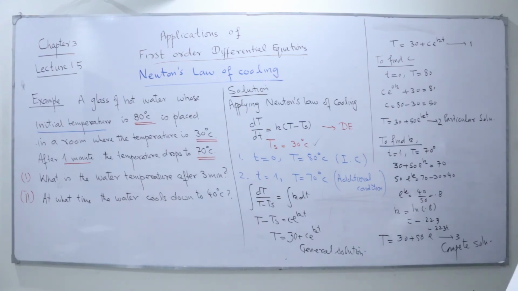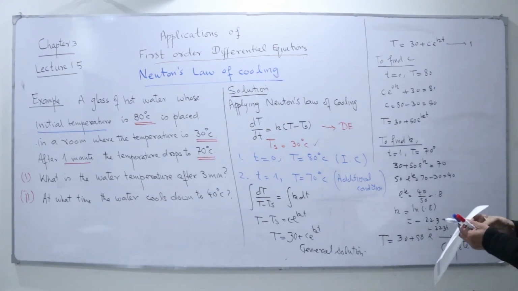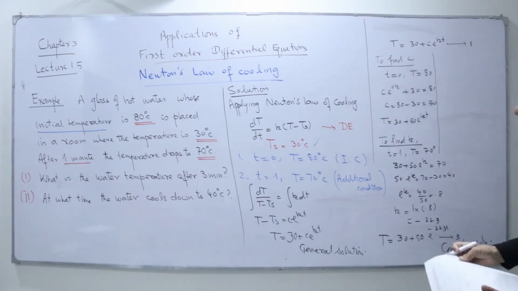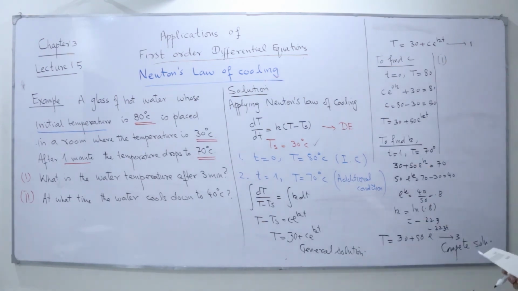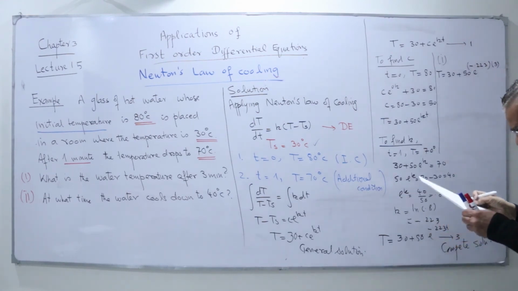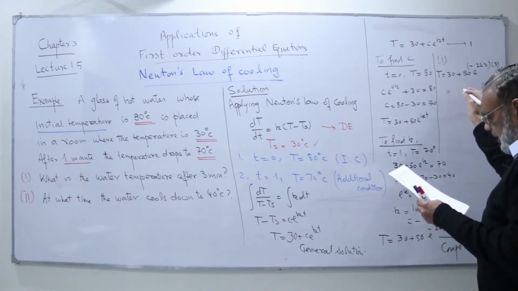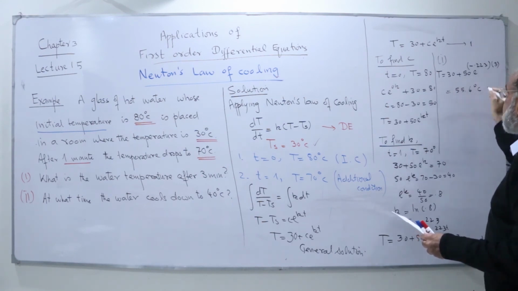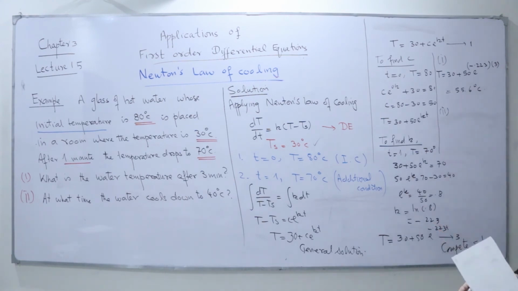Now with this, I just want to apply it and find number 1 and number 2. Solution for number 1: what is the temperature after 3 minutes? If I'm given t, I can give you the temperature. You give me the temperature, I give you the time. I want to calculate the temperature at time 3 minutes. So T is equal to 30 plus 50 e to power minus 0.223 into 3, with t equal to 3. I calculate this and the solution will be equal to 55.6 degrees centigrade.